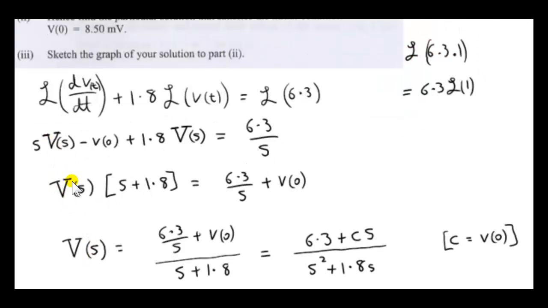Okay, we need to isolate big V of s. So we factor out big V of s on the left hand side, bring minus little v of 0 over and divide across by s plus 1.8, and then you can multiply above and below by s to get this here. Now, instead of v of 0, I'm going to write c. After all, it's just a number, it's just some constant. It's the value of little v when t is 0.